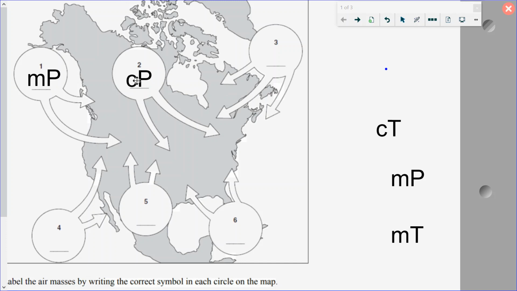Continental polar would be there. Okay. What about this one up here? Could be very confusing on a short answer because you think you already wrote down maritime polar, but you'd write it down again. It's over the ocean and it's cold.